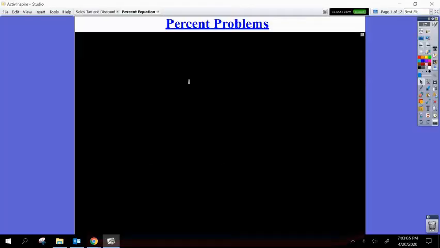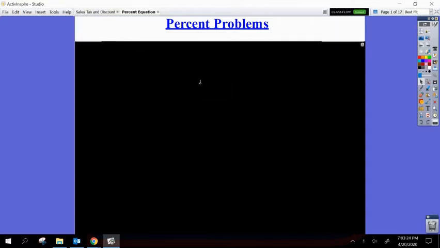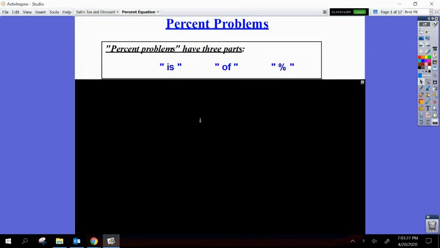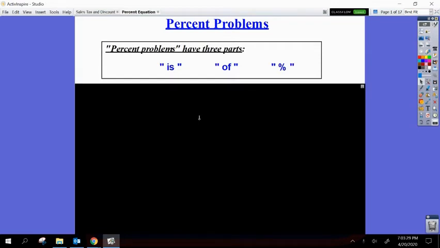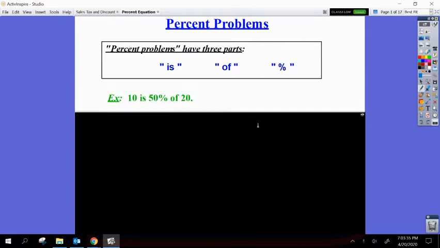Percent problems are math problems, and we see in Math 7 pretty frequently, that involve a percent symbol. Now, not all percent problems involve the formula I'm going to show you, but most of them do. So when you see percent problems, you should be thinking of the magic formula that I'm going to show you to use. When we see percent problems, in general, they're going to have three different parts. They're going to have an is, they're going to have an of, and they're going to have a percent. Now, it seems confusing, but I'll give you some very basic examples.